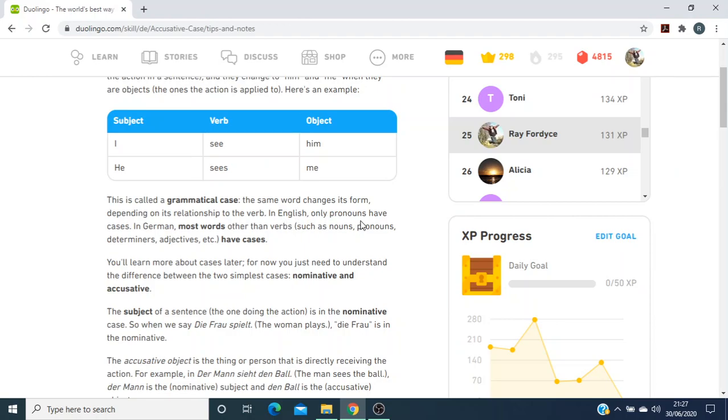In English, only pronouns have cases. In German, most words other than verbs, such as nouns, pronouns, and adjectives, have cases. So you'll learn more about cases later, but for now, you just need to understand the difference between the two simplest cases, nominative and accusative. So the subject of the sentence, the one doing the action, is in the nominative case. So when we say die Frau spielt, the woman plays, die Frau is in the nominative. So just think of that as the subject of the verb.